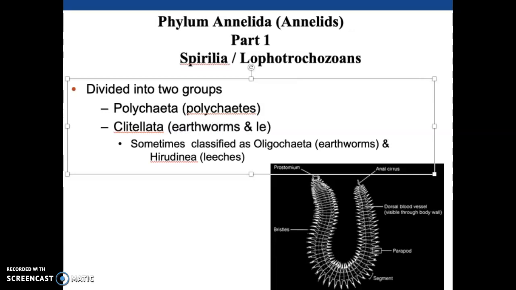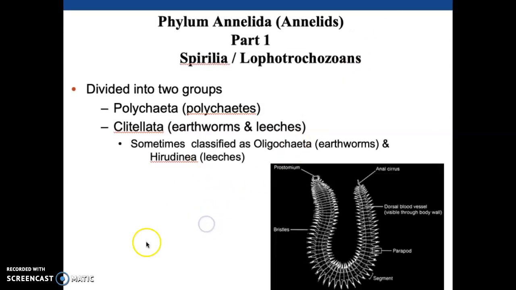and leeches. Now, traditionally, earthworms were broken up into their own class called Oligochaeta, and then the leeches went into their own class known as Hirudinea, but new classification has merged those two into Clitellata, and I'll show you why that merge occurred. Again, most sources have moved to Clitellata. Older resources or references still retain them as separate classes within the phylum Annelida.